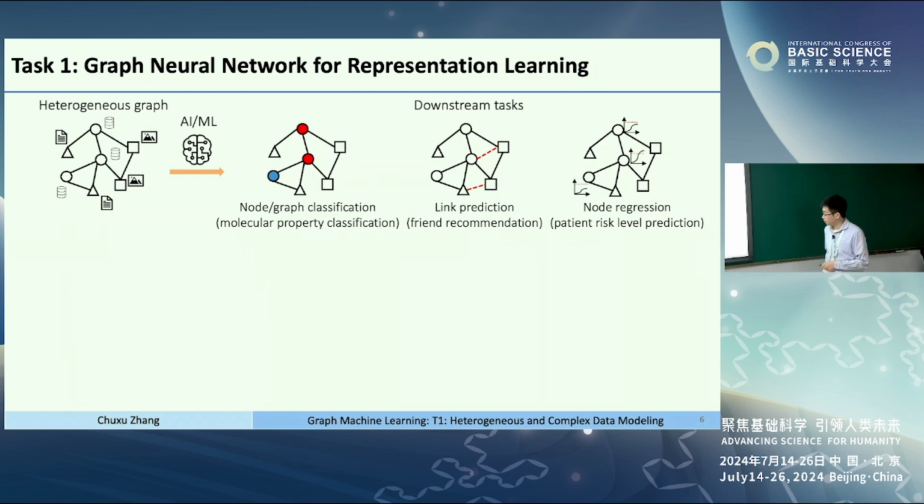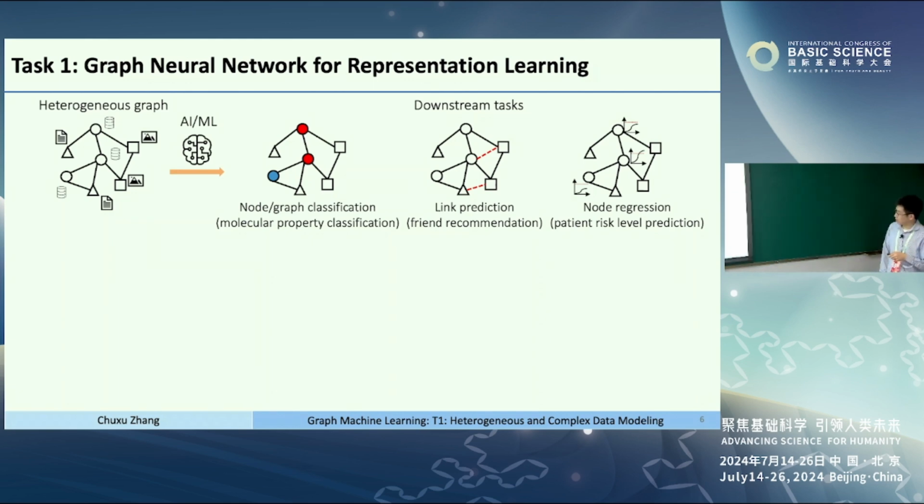So after introducing this heterogeneous graph or dynamic heterogeneous graph, we can build AI or machine learning models for solving different applications or different tasks on the graph data, like node or graph classification tasks. In the real world application, it can be a molecular property prediction task, right? If we take the whole graph as a molecular graph, and we want to predict the label of this whole graph, then it can be a molecular property prediction application.